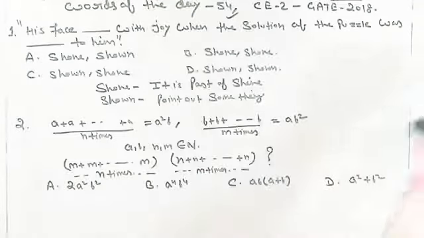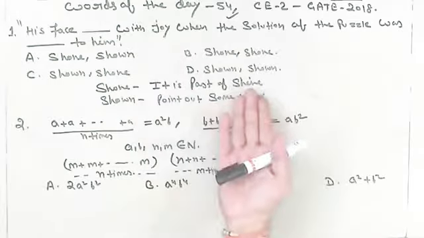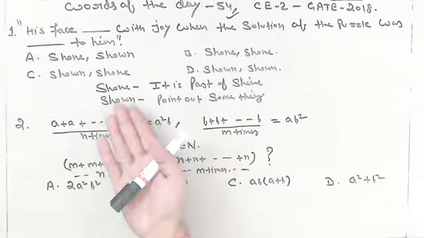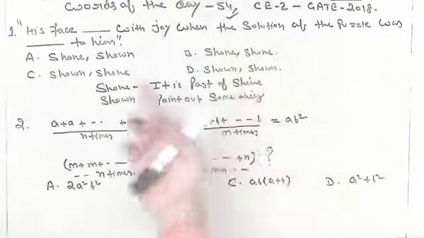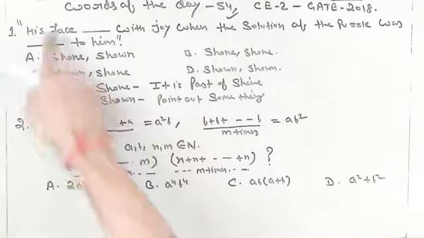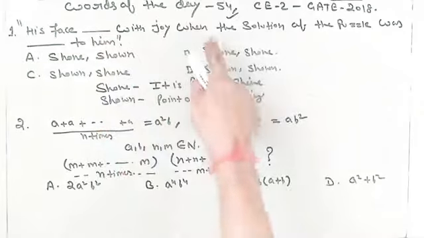Okay, I want to show you something. That is also the third form. So now his face means that if you are just talking about face, then definitely you will use this one, shone, because the past form of shine is shone. His face shone with joy. Face will shone with joy when the solution of the puzzle was shown to him.